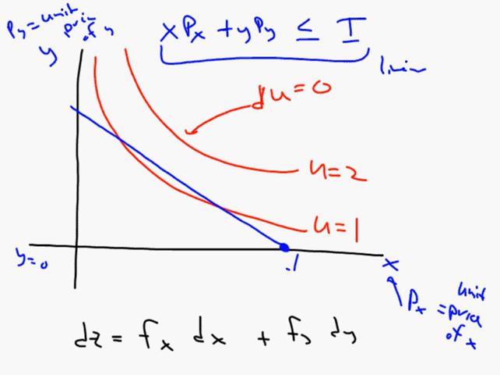this is I divided by P of X. This means you bought as many X's as you can buy. You took all your income, you divided by the price you spent for each unit of X. And then in a similar fashion, this is I divided by P of Y.